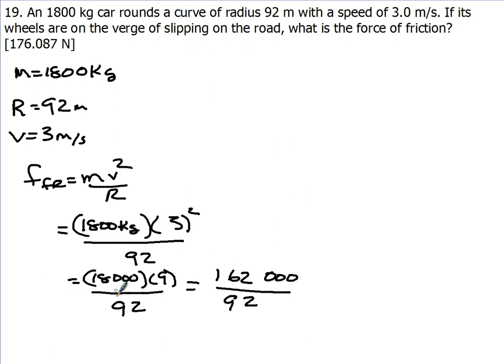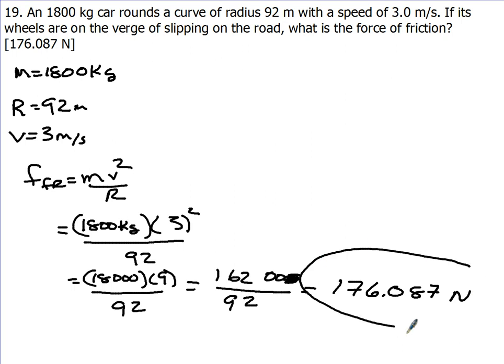1800 times 9. Right here, I get 16200. I got a spare zero. These calculators, I tell you what, they're tricky. Now 16200 divided by 92 gives me 176.0869. So let's call that 176 newtons. Remember, the answer is only worth 1 point, so if you've done all of this, you will get pretty much all of the points. Teachers make mistakes all the time.